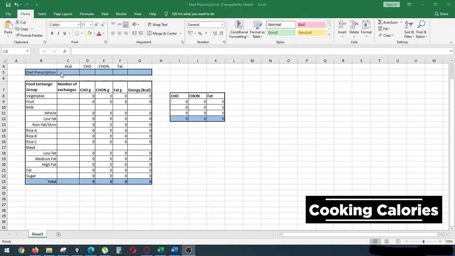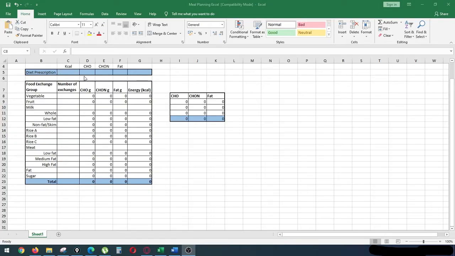In this portion above, we have here the diet prescription. Say for example, we will use 1,500 kilocalories, 245 grams of carbohydrates, 55 grams protein and 35 grams of fat. Alright, in this portion, it is automatically calculating the number of exchanges per food exchange group.